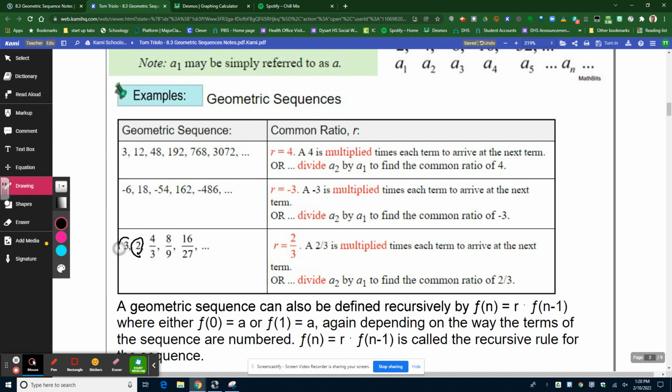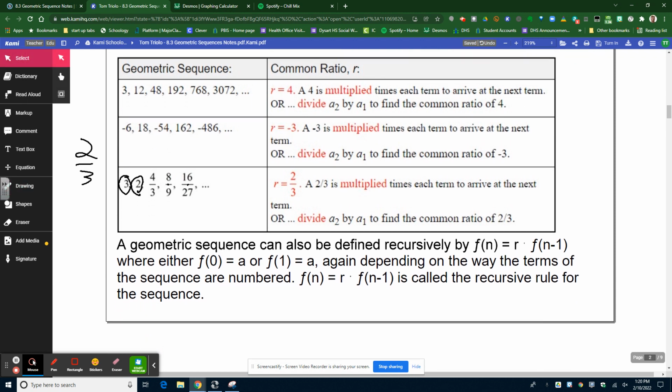How do I figure my common ratio? Take any two numbers and divide them. Any two numbers that are consecutive in order. So they got 2/3 here by dividing the 2 by the 3. If you divide 16/27 by 8/9, you'll also get 2/3. Okay. So we have the recursive rule still around. So that's the recursive rule as function notation. Let's also write it with non-function notation.